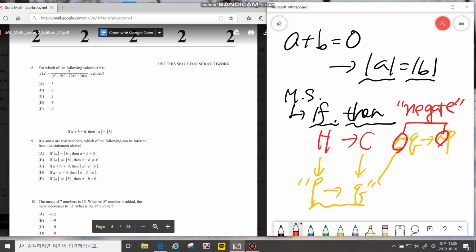So what that means is, first you are going to negate that, so the absolute value of A and the absolute value of B are not the same, and A plus B is not 0. Then you're just going to switch their places. So it becomes our hypothesis, it becomes our new conclusion. Therefore, the only thing that satisfies this is the choice B. All right.